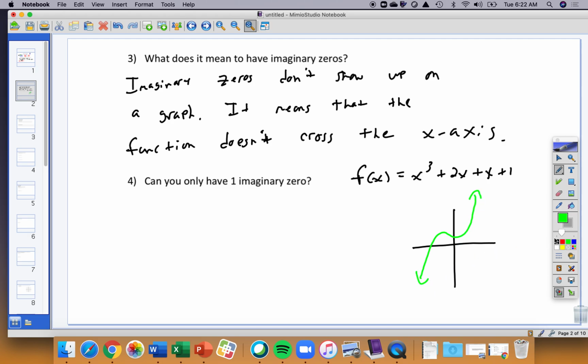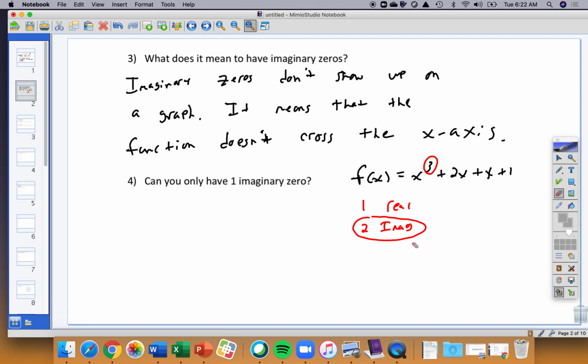This one only has one x-intercept, but my degree is 3, which means I must have one real solution and 2 imaginary solutions, because I have to have 3 solutions, but I don't have to have 3 x-intercepts. As you can tell, I only have 1 x-intercept, so that means I have 2 things that don't show up on a graph, because I have to have a total of 3 solutions. Imaginary solutions don't show up on a graph. There are solutions that you can't really see because they don't go through the x-axis.